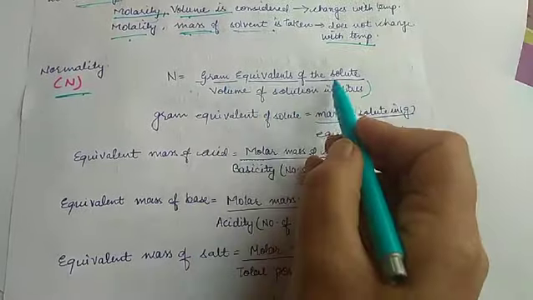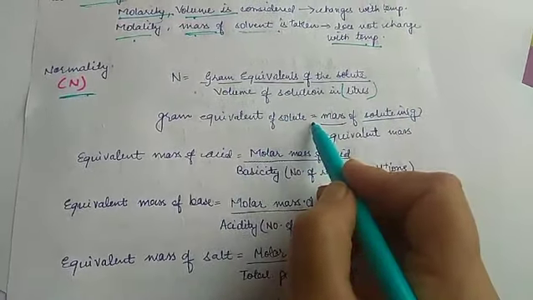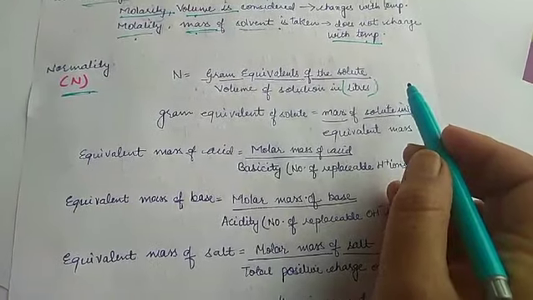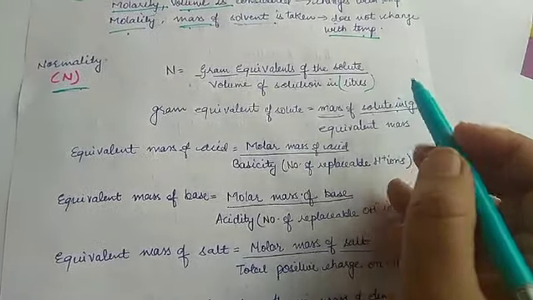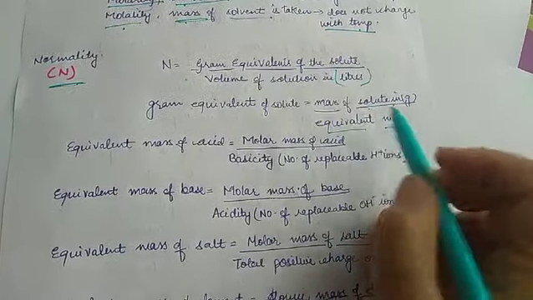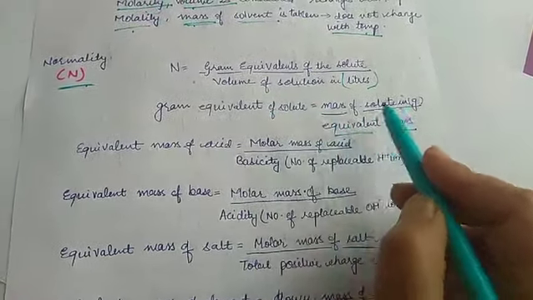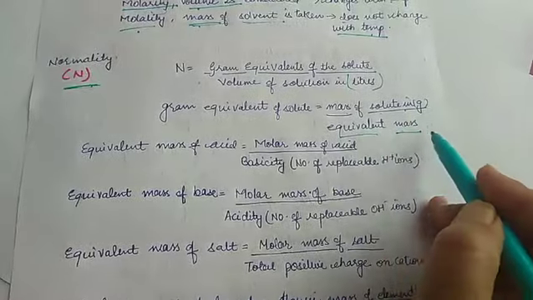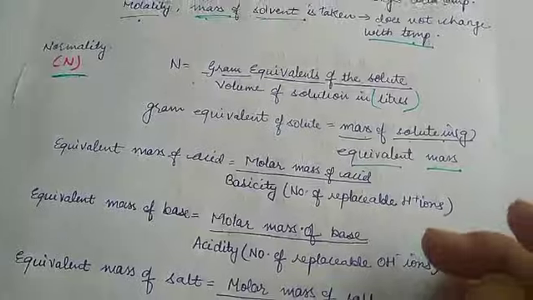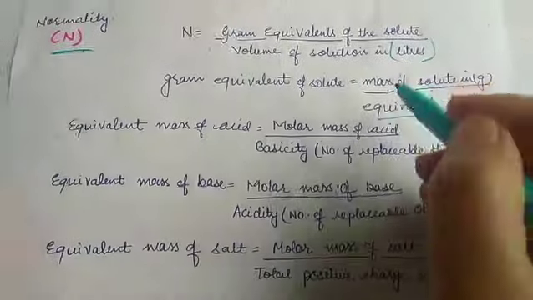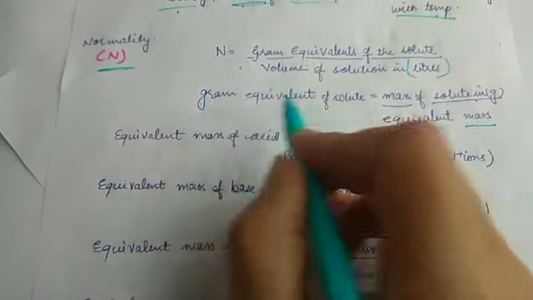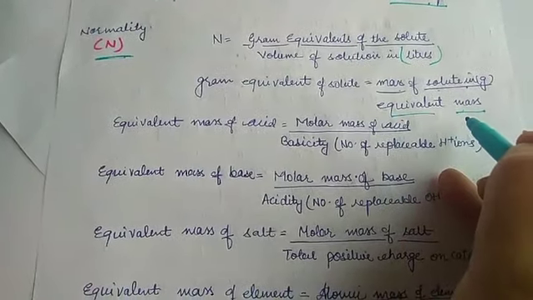Similarly, gram equivalent of solute can be calculated by the mass of solute, as we used in the calculation of the number of moles, divided by the equivalent mass. Clear? Gram equivalent can be calculated by mass of solute divided by the equivalent mass, whereas in the case of number of moles we take the molar mass. For gram equivalent, we take the equivalent mass.